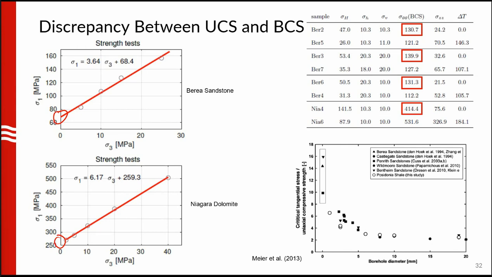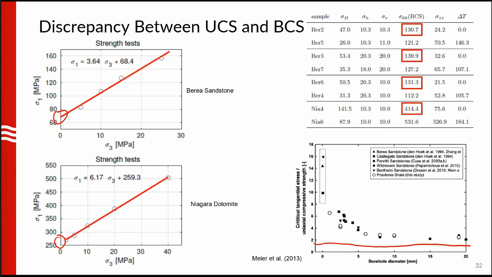But we learned that this is actually not the first time it's observed. It's the well-known size effect of rock strength, which is complicating this interpretation. So what you're seeing in the bottom right is a paper by Tobias Meier, who is showing what happens as the borehole diameter changes from 0 to 20 millimeters. And the vertical axis is the critical tangential stress. That's the hoop stress at rock failure divided by the uniaxial compressive strength, like the one right here. So if everything fails at this expected value, this ratio should be 1.